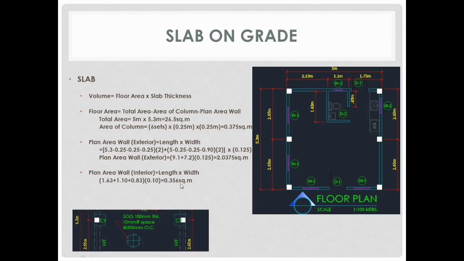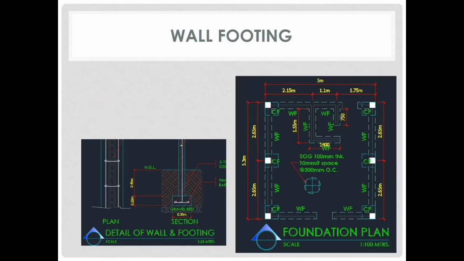So, para makuha natin yung volume, total area, less natin yung area of columns, then plan area ng 5 inches na CHB and 4 inches na CHB, then multiply by thickness ng slab. So, ang volume natin is 2.373 cubic meters.